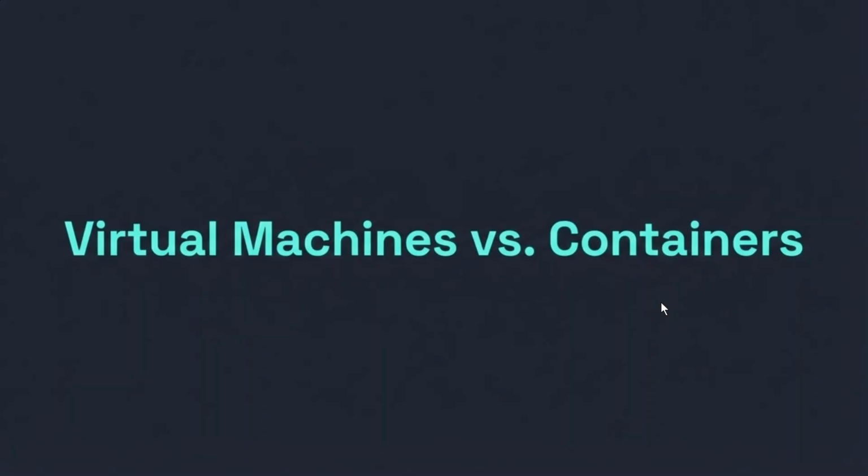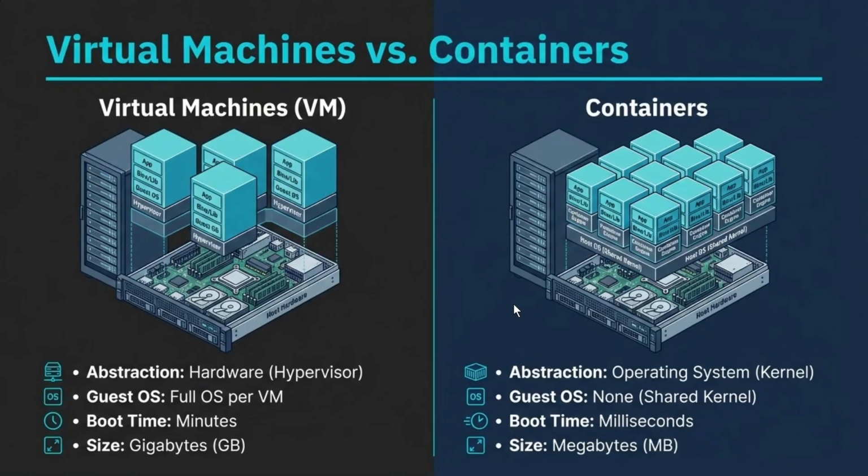Now, let's quickly look at the differences between virtual machines and containers. A VM is an entire virtual computer. It uses a hypervisor to create a complete simulated set of hardware, a virtual CPU, virtual memory, virtual hard drive, etc., for a separate guest operating system. Because of this, it provides a hardware boundary and strong isolation from the host.